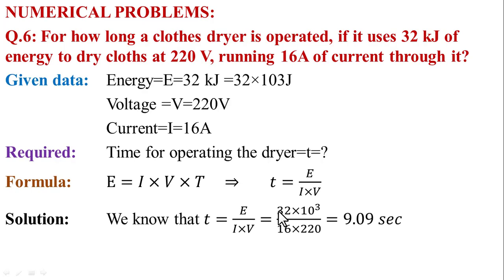Putting the values: 32 multiplied by 10 raised to power 3 divided by 16 multiplied by 220 volt. So calculate this value on the calculator. Then time T is equal to 9.09 seconds. Now we will move to numerical problem question number 7.